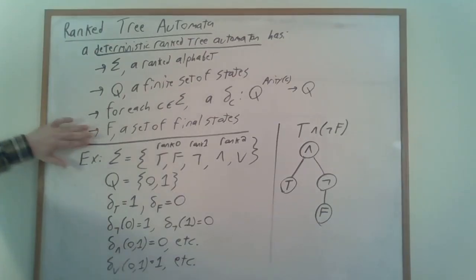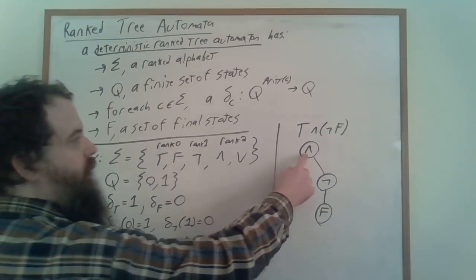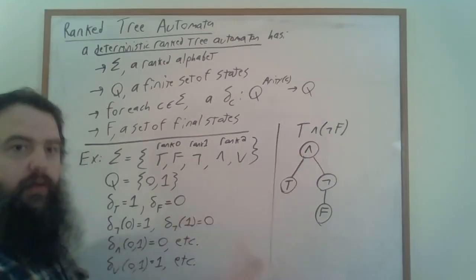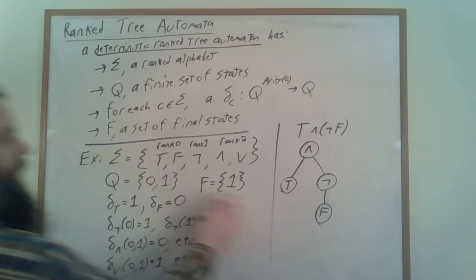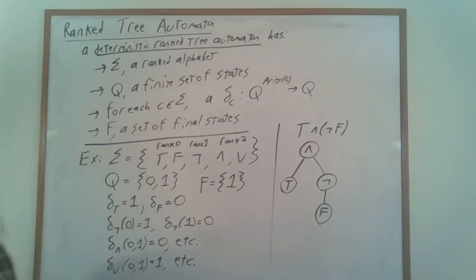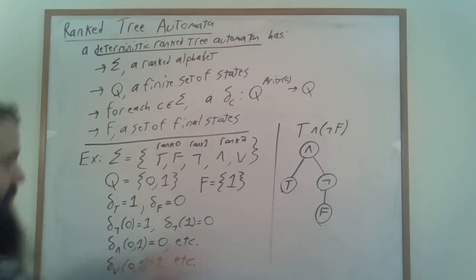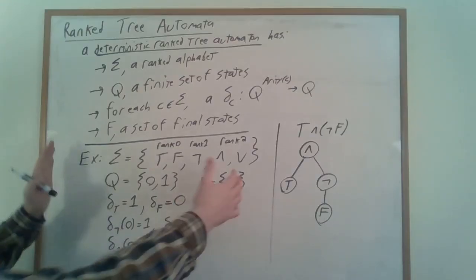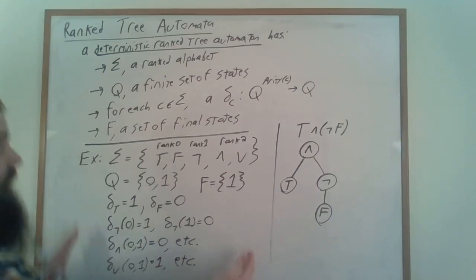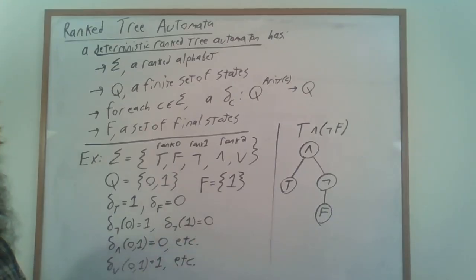And our set of accept states, we want it to be the case that when we get to the root node, we're looking at a true statement. We have a node that we've assigned the state 1 to. So again, note that if you fill in this bit here, we only need a finite amount of data in order to specify this automaton. And again, that's super important.